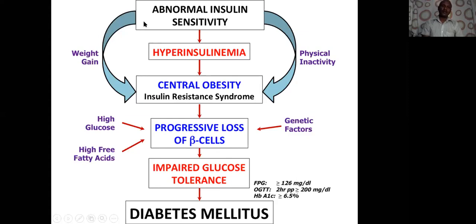So diabetes mellitus progression, if you see, you have increased weight gain, through physical inactivity, and it causes central obesity. Then finally, through genetic factors, or high glucose levels or free fatty acids, you'll have the progressive loss of beta cells, and then finally you will have diabetes mellitus. So this is how diabetes progresses.